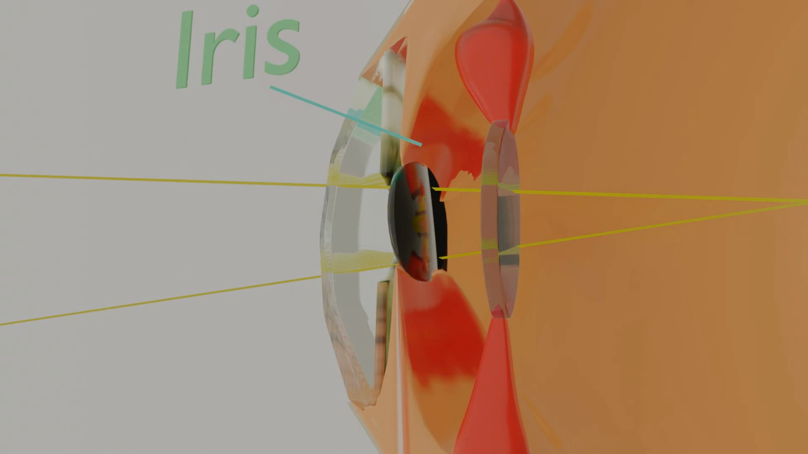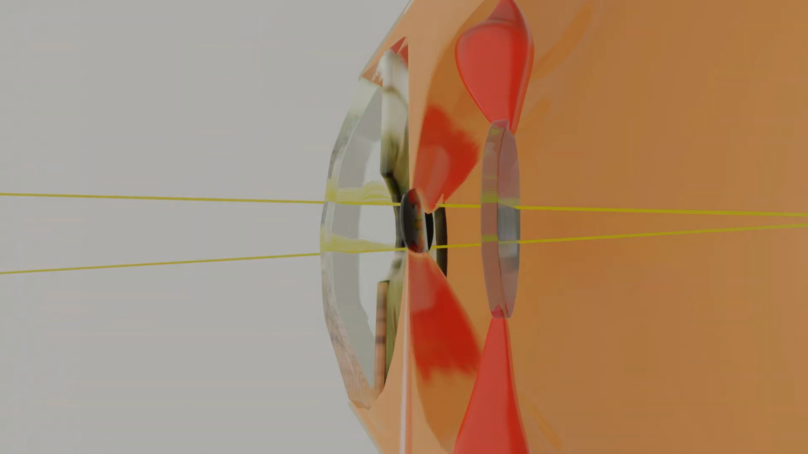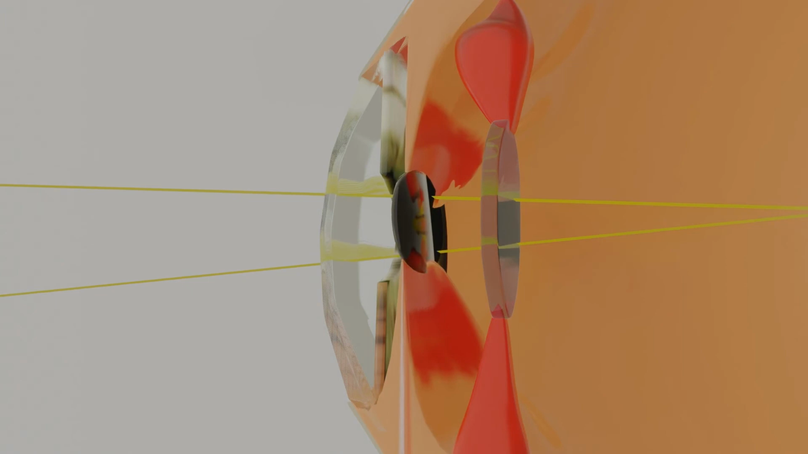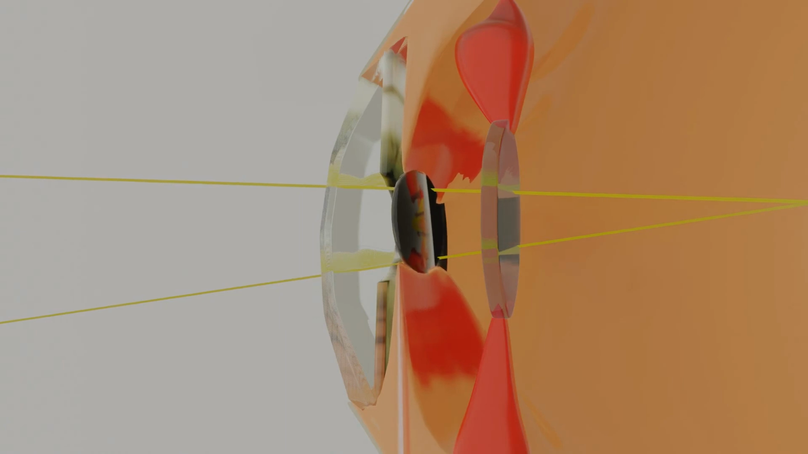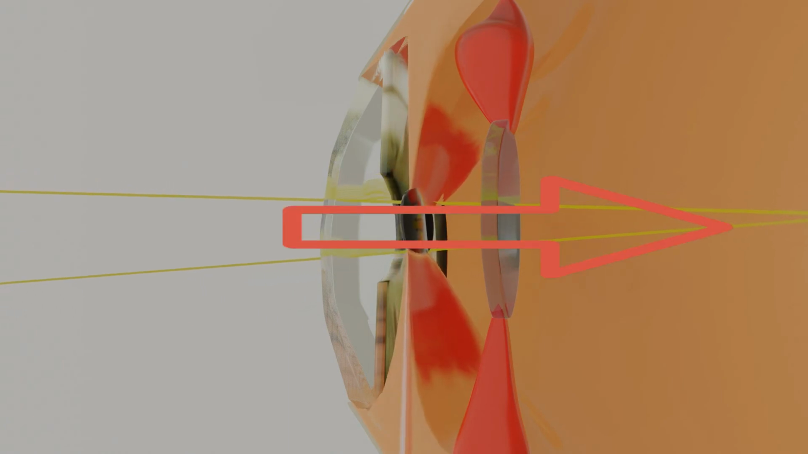Iris. The iris controls the amount of light entering the eye. It expands and relaxes in response to different light levels. In low or dim light, the iris relaxes, making the pupil wider and allowing more light to enter, thus increasing the aperture. And in bright light, the iris contracts, narrowing the pupil and allowing less light to enter the eye, and thus decreasing the aperture.